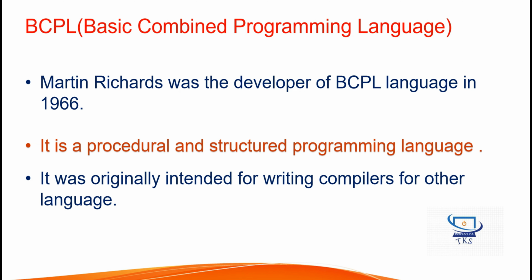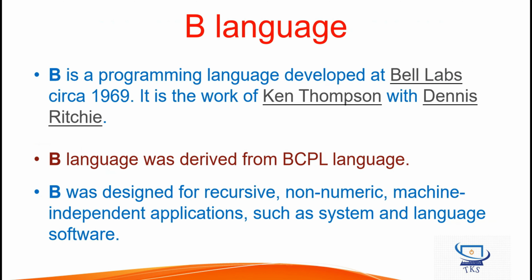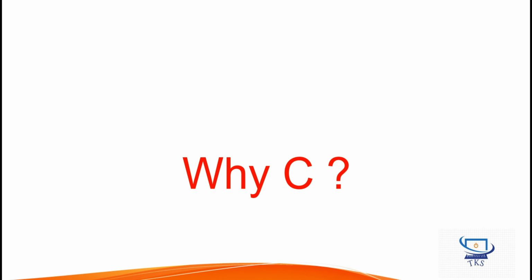Next, coming to the B language. B is a programming language which was developed by Ken Thompson and Dennis Ritchie in 1969 at Bell Laboratories. B language was derived from BCPL language. Ken Thompson was also the developer of the Unix operating system. B was designed for recursive, non-numeric functions to design machine-independent applications such as system and language software. So, why C? Because it is used to build programming skills.